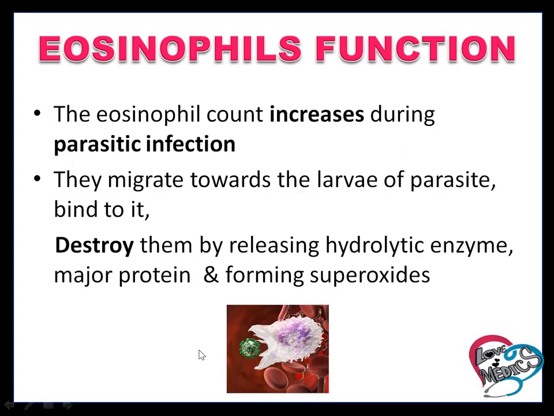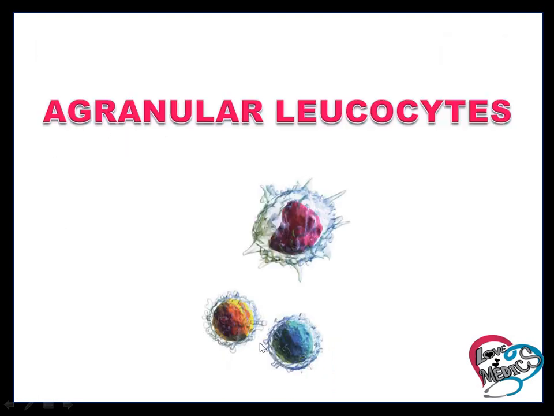The eosinophil count increases during parasitic infection, and they migrate towards the larvae of parasite, which means the baby parasite. It binds to it and destroys them by releasing hydrolytic enzyme, major basic protein and forming superoxides.